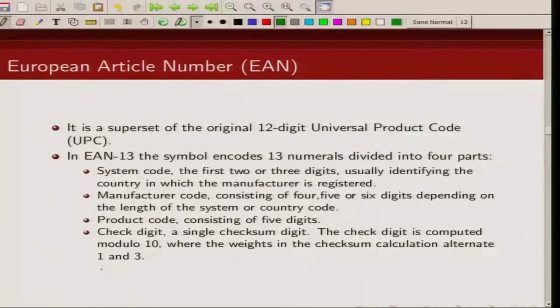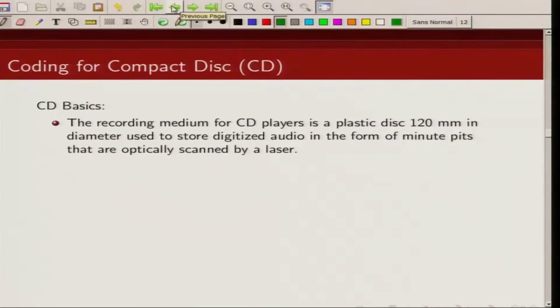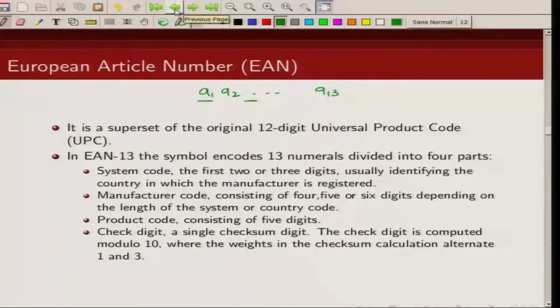Now what do I mean by that? So you have this 13-bit number A1, A2, up to A13. So what you are going to do is, the bits in the odd location you multiply by 1, and the bits in the even location you multiply by 3, and the modulo sum of that should add up to 0 mod 10. So let us look at an example to illustrate that.